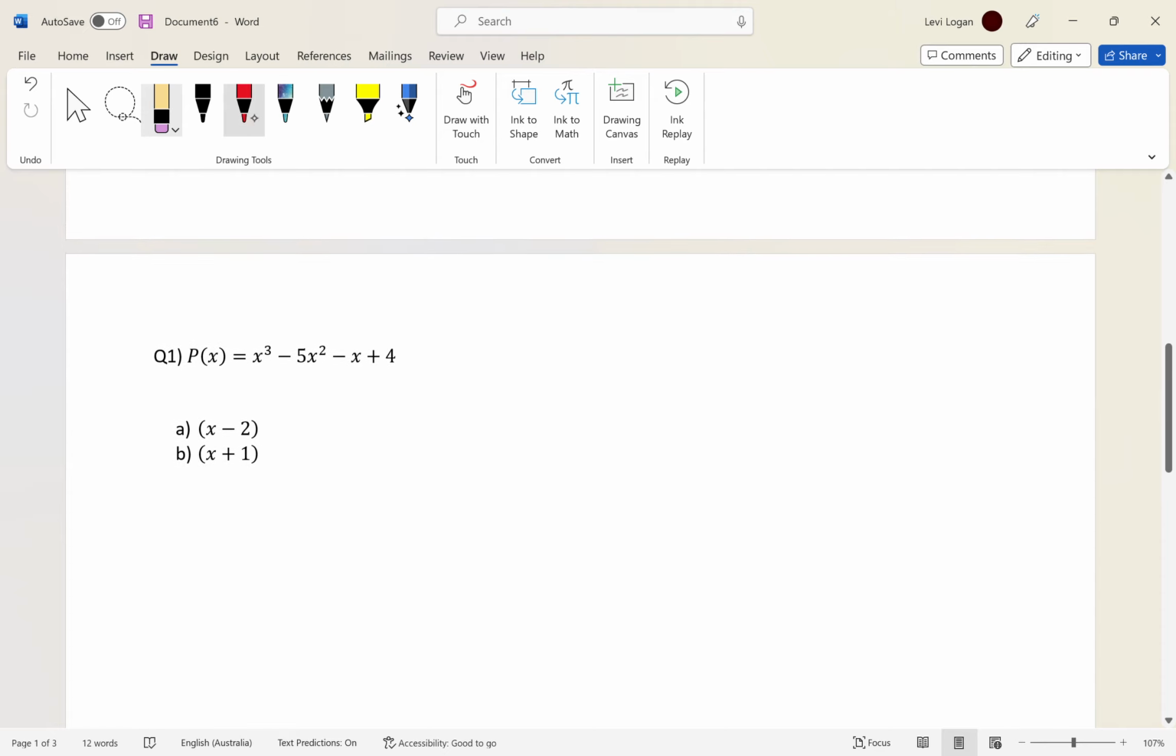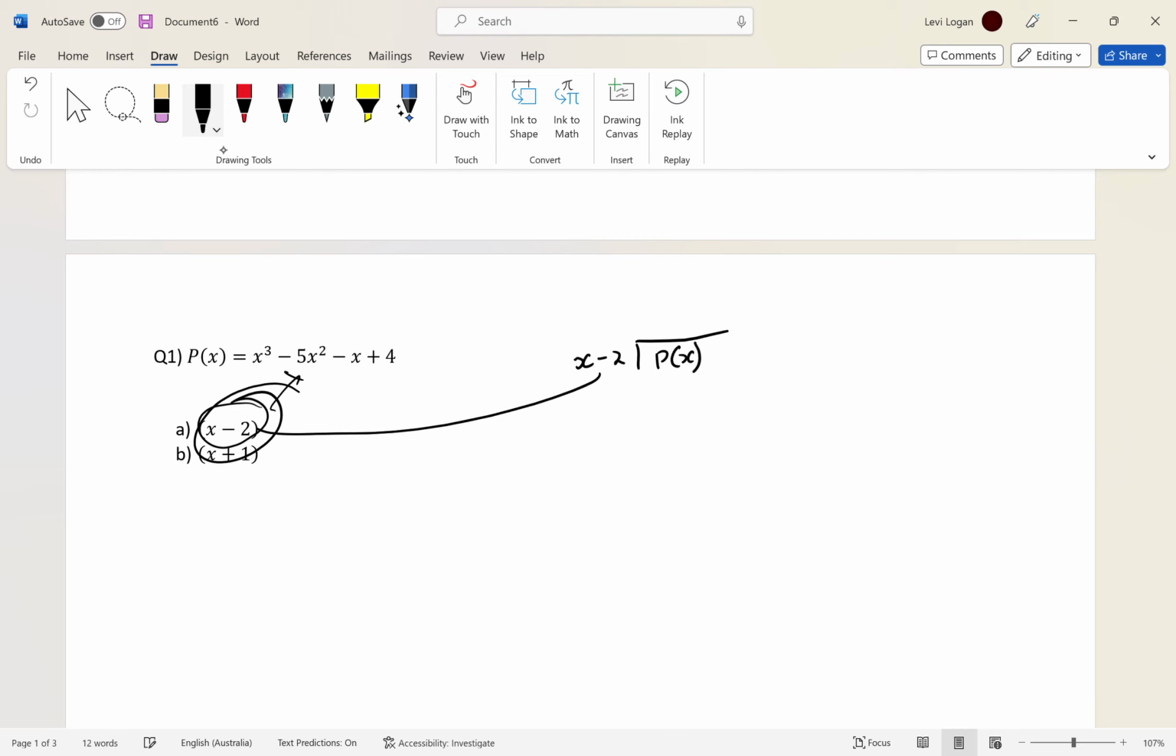So I have this polynomial here, p of x. It's just a random polynomial I've chosen out of a math book. And these are 2 algebraic expressions I have here. So I've got question 1a and question 1b. What I want you to do is divide this into that. So in terms, I want you to divide p of x by x minus 2. Okay? Not divide x minus 2 by p of x. I want you to divide p of x by that.